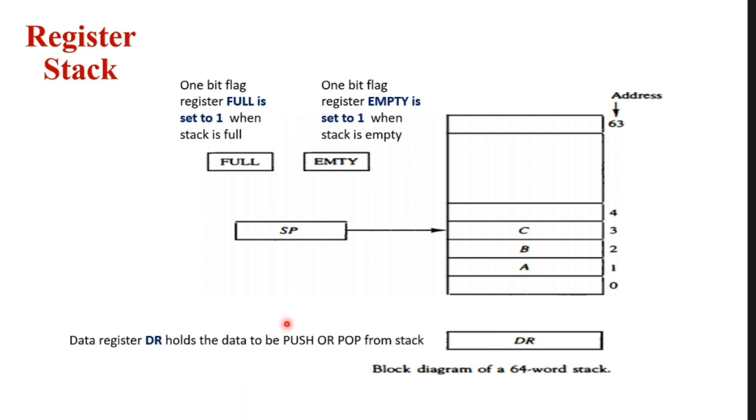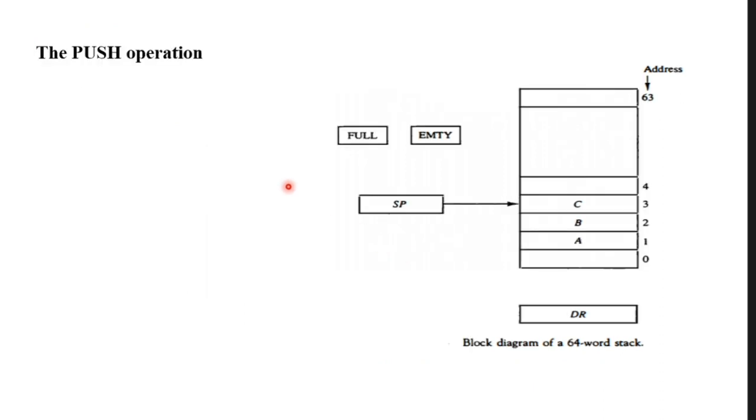The data register holds the data to be pushed or popped from the stack. It means the data register is used to transfer the data to and fro from the stack. Now let us see how the operations are carried out in the register stack organization. Let's start with the push operation. As we have discussed previously, push is used to insert a new element in the stack memory.